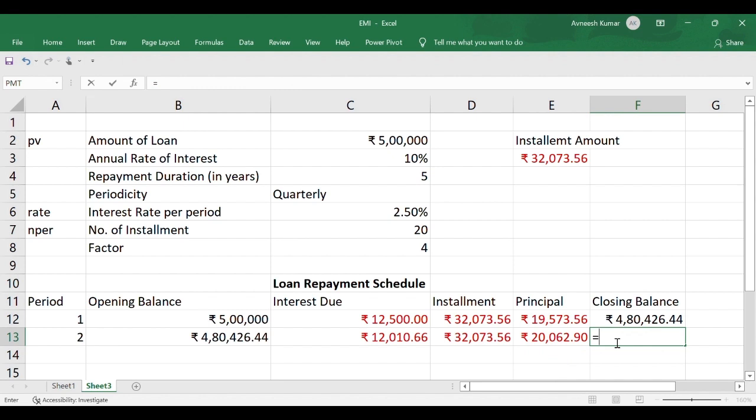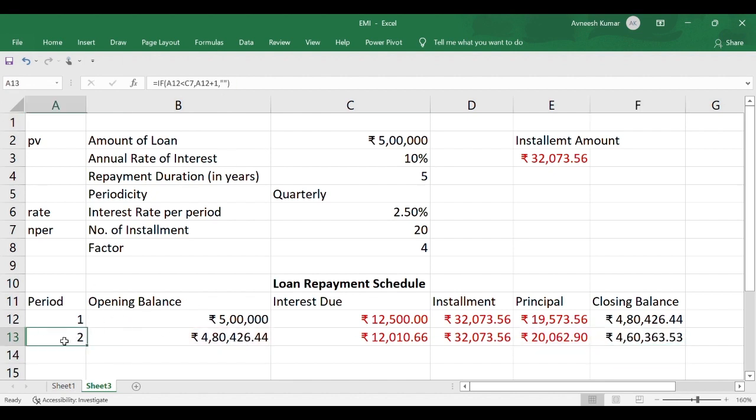For closing balance, we write again the if function. If this cell is equal to blank, then this is also blank. Otherwise, for closing balance, we get opening balance minus this principal amount and bracket close. We get this. Let's format this cell also. Format cells, currency and okay. Oh, again we are not supposed to minus this. We need a plus sign. So this is plus.